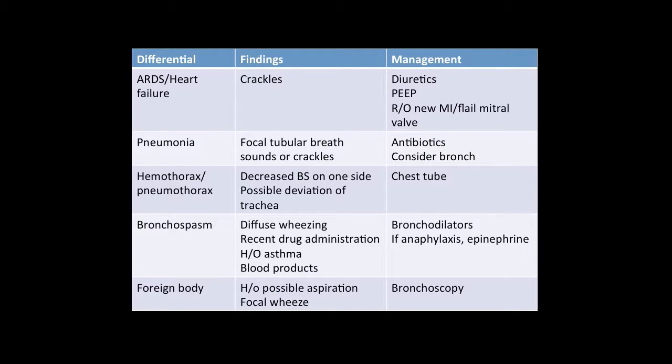A foreign body presents with a focal wheeze and may have a history of possible aspiration. For example, the patient may have aspirated and has a chunk of meat in one of their airways. Children often aspirate things like peanuts or foreign bodies from the outside. If the patient has a recent intubation and a focal wheeze, it's possible that a tooth was knocked off. Foreign body must be treated with bronchoscopy to retrieve the foreign body.